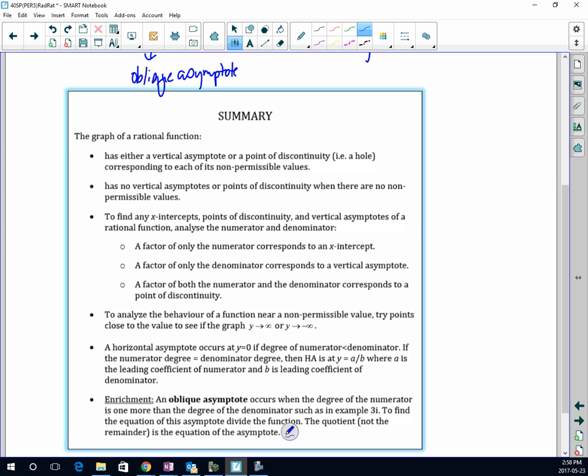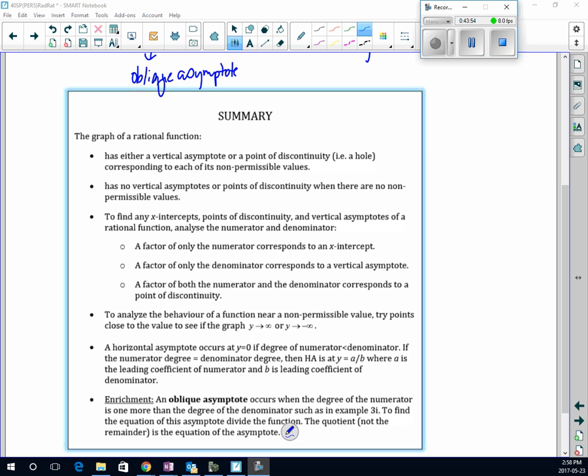To find the x-intercept, the point of discontinuity, and the vertical asymptote, you need to analyze the numerator and the denominator. A factor of only the numerator corresponds with the x-intercept. Well, that's what we found for the last couple, right? A factor of the denominator corresponds with the vertical asymptote. A factor of both the numerator and the denominator, remember we cancel it, that's where we get the hole.